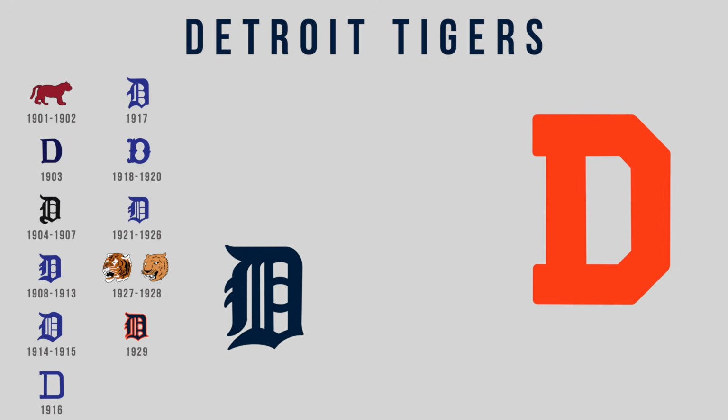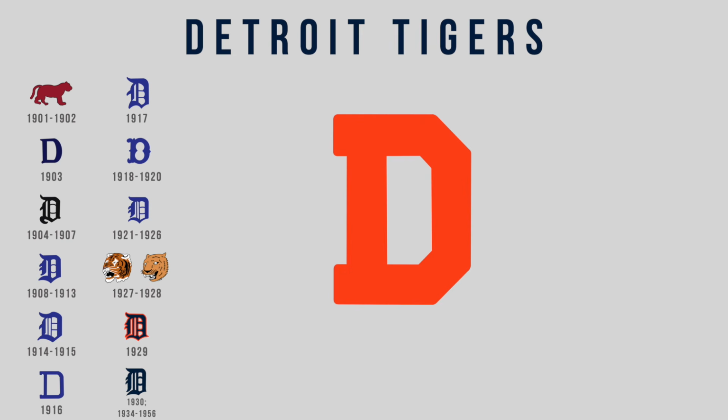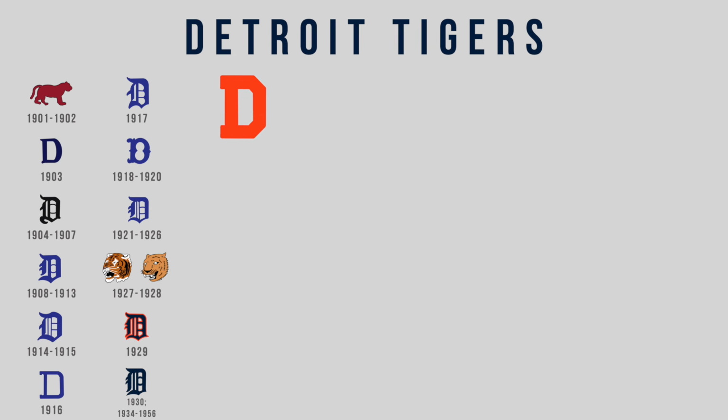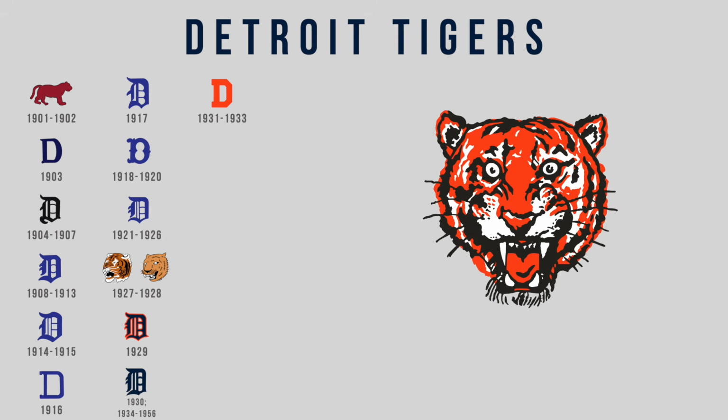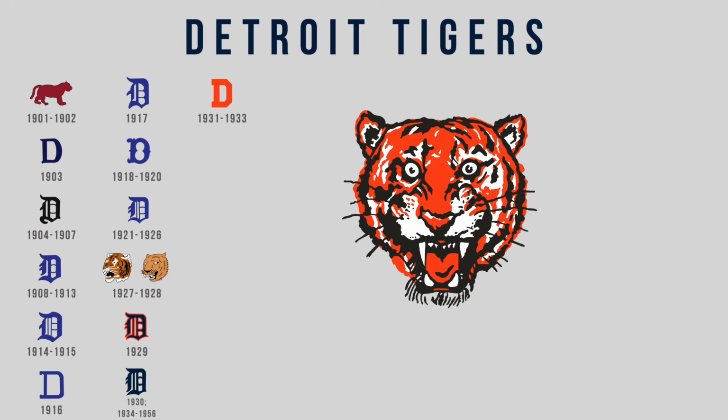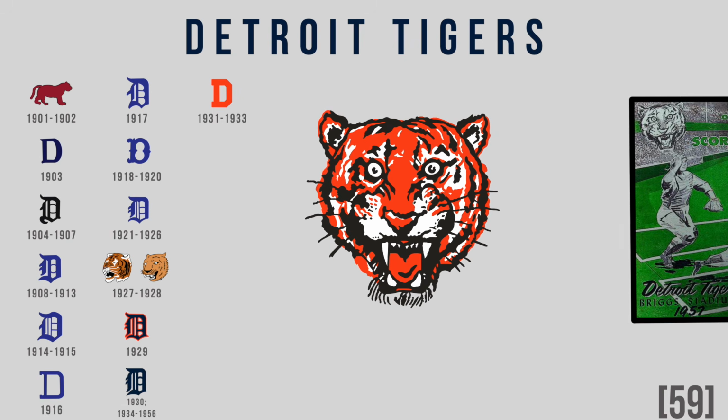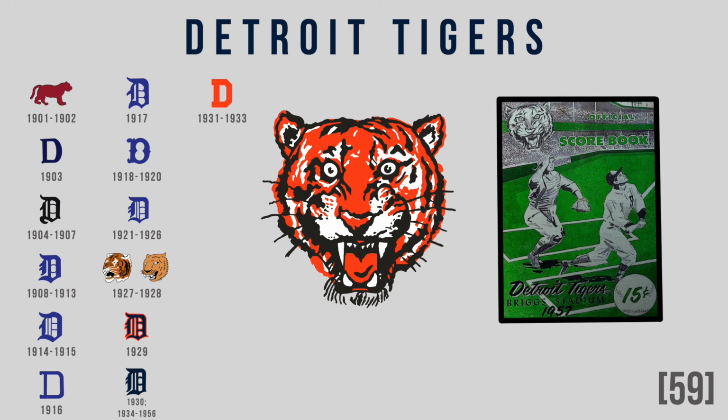In 1931, the team then simplified the D logo, making it a block font design, sometimes in orange, sometimes in white, primarily used on their baseball caps. But the team returned to the previous Old English design from 1934 and continued to use essentially that same D on their uniforms until 2018. In 1957, they introduced a stylized hand-drawn tiger logo. Often this was depicted monochromatically, such as in a scorebook from that first season seen here.